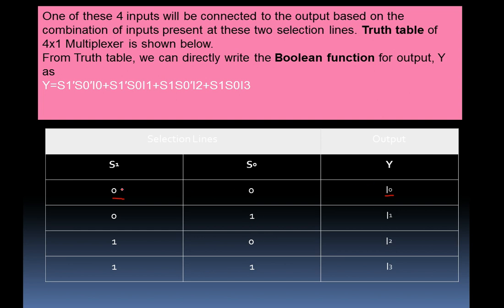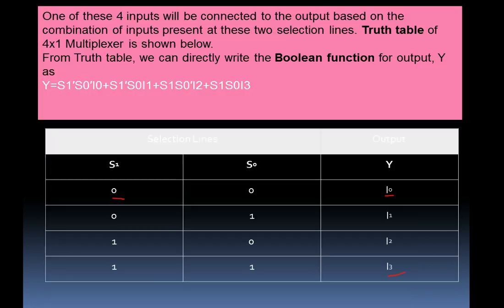So if S1 and S0 are 0 0, then the output is I0. If S1 is 0 and S0 is 1, in that case the output is I1. If S1 is 1 and S0 is 0, the output is I2. If S1 and S0 are both 1, the output is I3. So how do we write the output expression here?